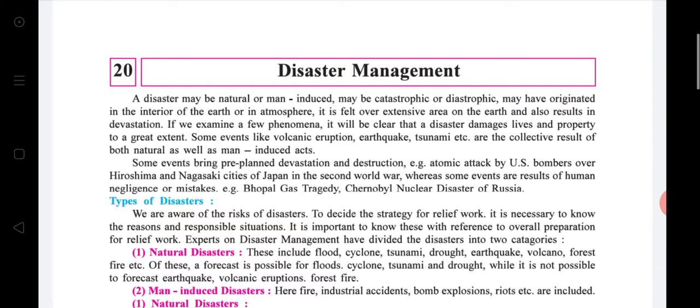So a disaster may be natural or may be man-induced. It may be catastrophic or diastrophic. It may have originated in the interior of the earth or in the atmosphere. It is felt over an extensive area on the earth and also results in devastation. I hope you all know the meaning of catastrophic, diastrophic and devastation, right? Because we are all used to these words.